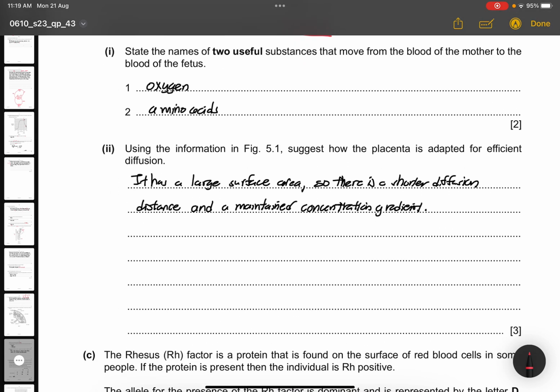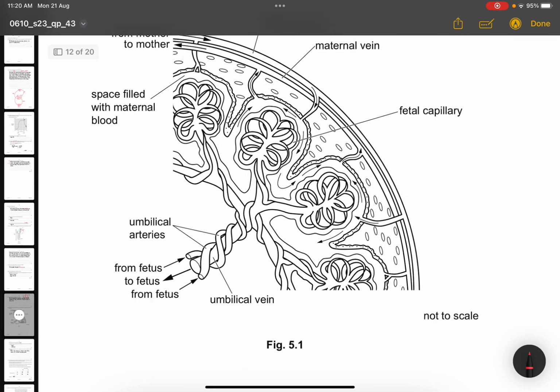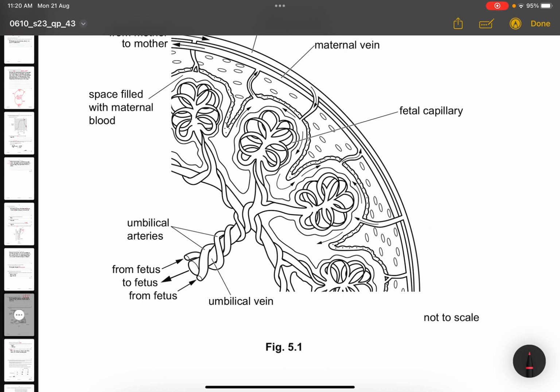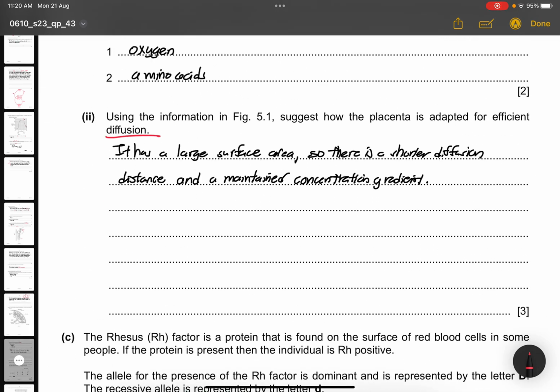All right. Part 2. Using the information in figure 5.1, suggest how the placenta is adapted for efficient diffusion. All right, this one is a bit tricky because remember in diffusion, we learned about factors affecting diffusion, which are the surface area, the temperature, the concentration gradient, and the distance. So when the placenta is adapted, it means that it has a large surface area. When there's a large surface area, you can see it looks very wide. You can see these loops, right? And this kind of structure reminds me of the lungs near the alveoli being an efficient gas exchange surface. So same thing, when it has a larger surface area, there will be a shorter diffusion distance.